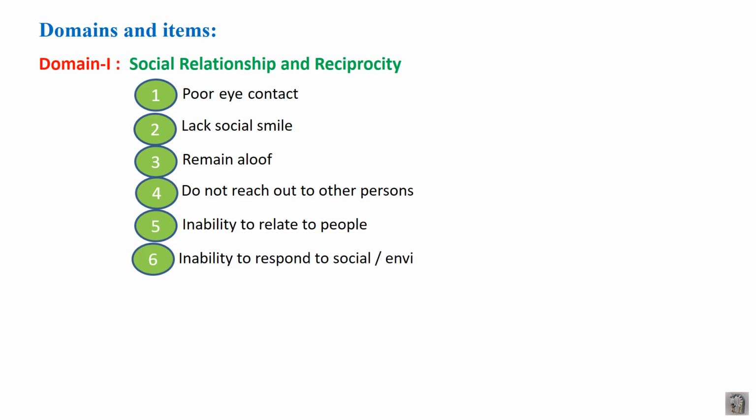Inability to respond to the social environment. This is very, very important. Ask if the child behaves appropriately or not, in keeping with what is expected in a given social situation. That is very, very important because they are not responsive to the social environment. Then, engage in solitary and repetitive behavior.